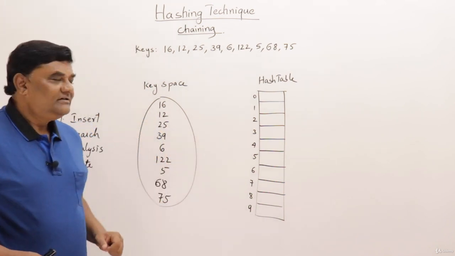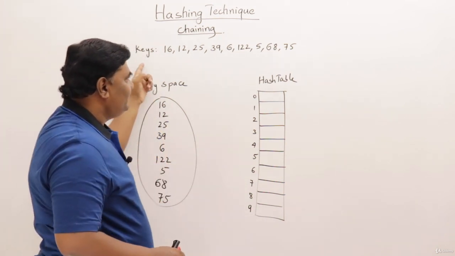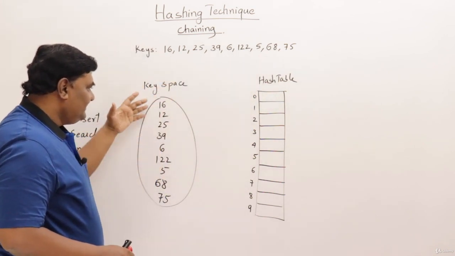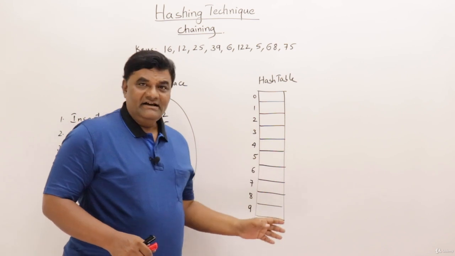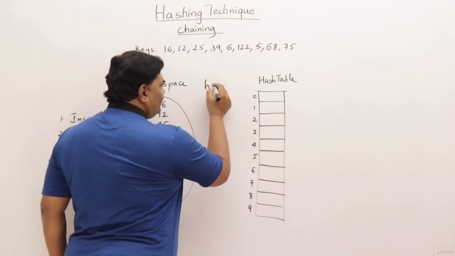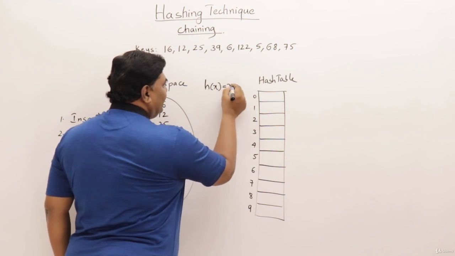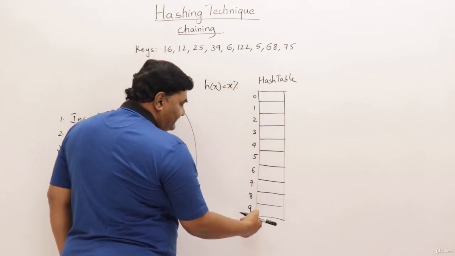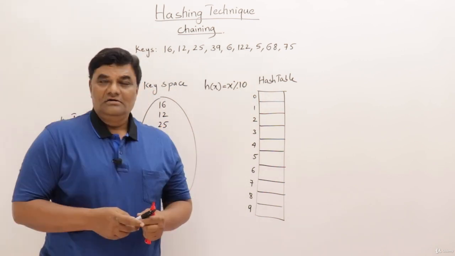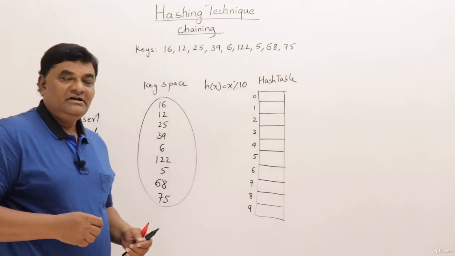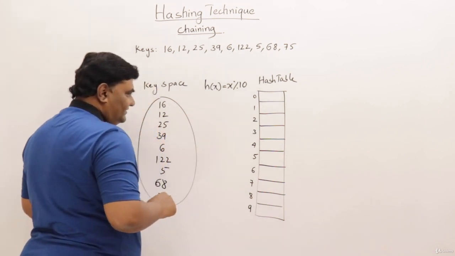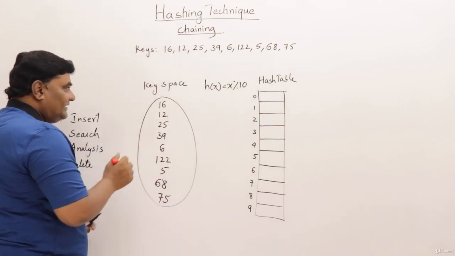So let us start. I already have a set of keys kept here, and I have taken those keys in a key space, and the hash table size is 10. So the hash function is h(x) = x mod size, where the size is 10, so I will directly write 10 here. Using this hash function, I will insert these keys in the hash table. Let us do it one by one.